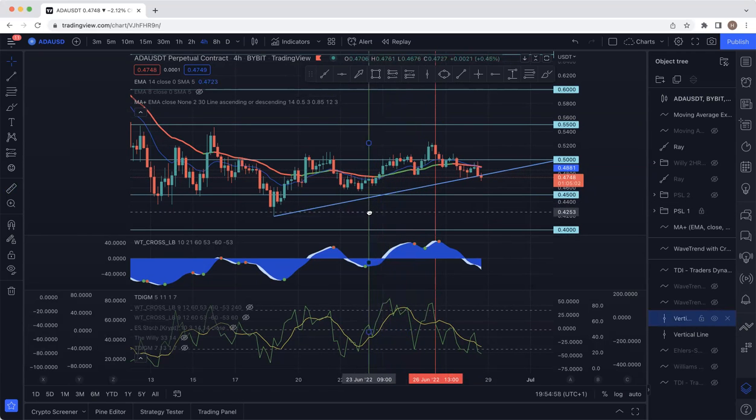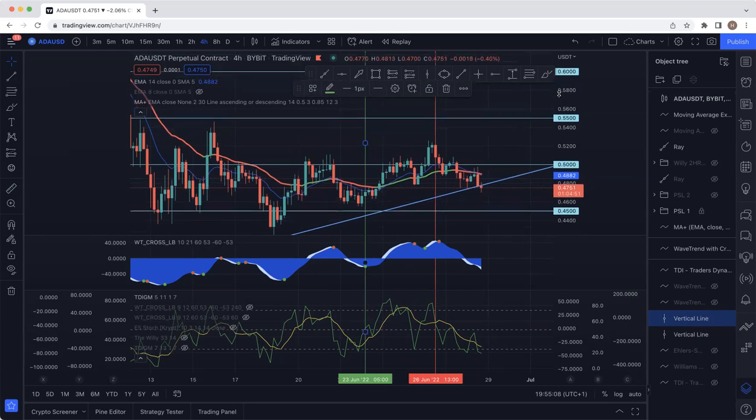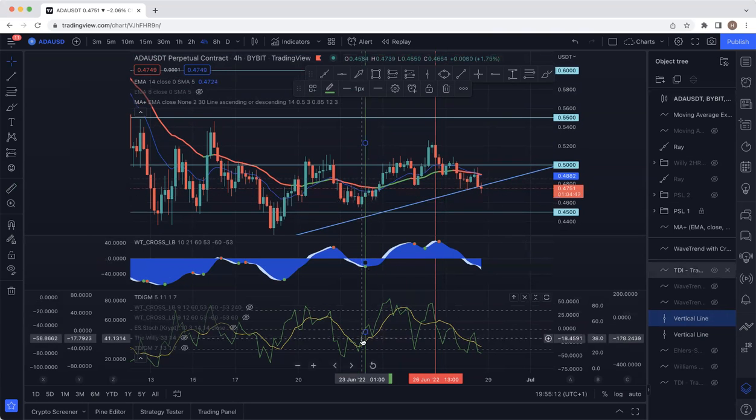So let's go to another one. There was a cross in here. So when there was a cross in this, we have something like a tweezer bottom on these two candles, right? These two candles gave us something like a tweezer bottom here. At that time, we had crossed, knowing that we're going to go up.